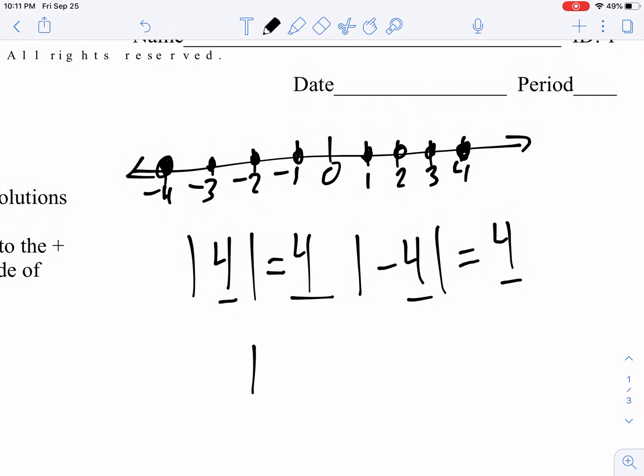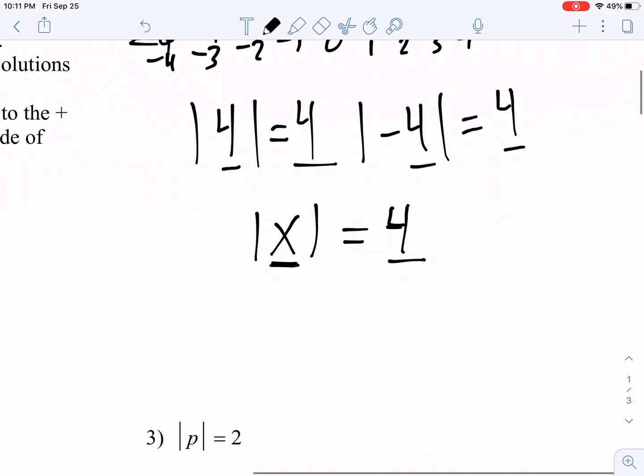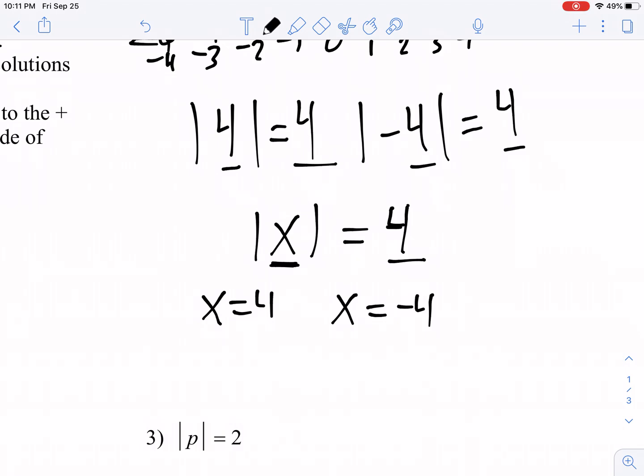However, we want to be able to solve. So if I had something like this, in a sense, this would be like working backwards from what we just looked at. This says what number or numbers that I can plug in for x would give me a distance of 4. Well, we just showed what? Couldn't x equal 4? Well, yeah, because the absolute value of 4 is 4. Could x equal a negative 4? Yeah, it could also equal a negative 4 because it's also a distance of 4, right?